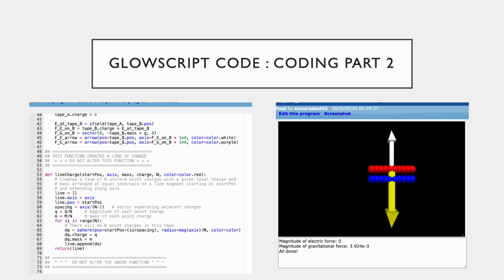Now for the GlowScript code, I used GlowScript to visualize the electric field interactions between the tapes. In this code, I input my calculated values for mass, distance, and charge. Then the simulation demonstrated how one tape hovers above the other when the electric repulsion balances the downward gravitational force. It helped me understand the interaction in a dynamic manner.